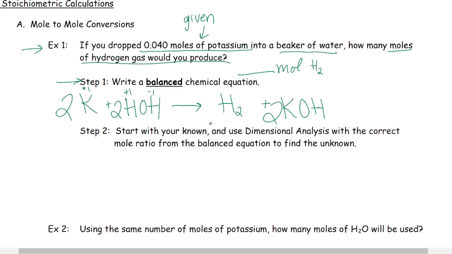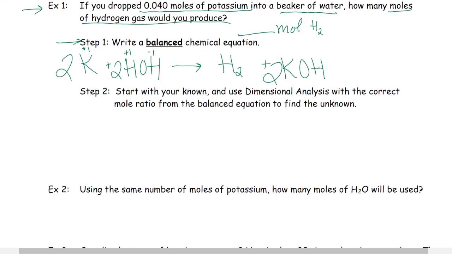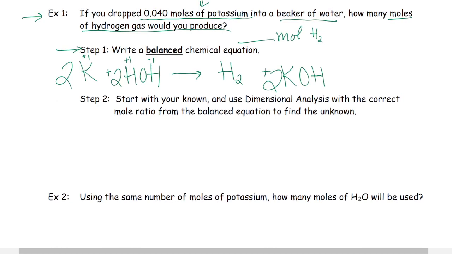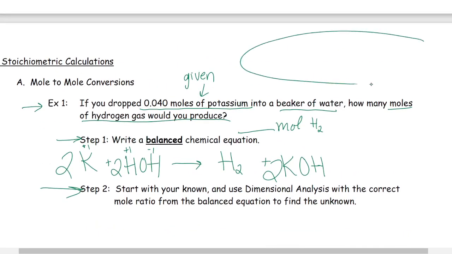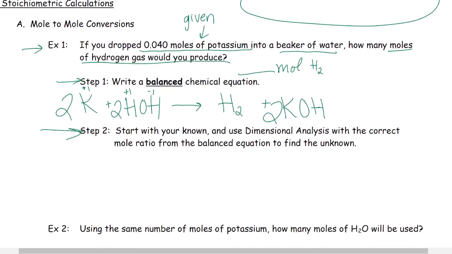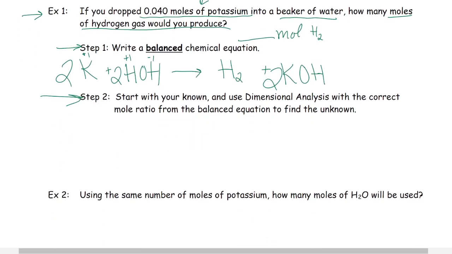So I didn't need a coefficient here, and I don't have to write it since I wrote this equation out myself and there's no line in front of it to fill in, but if this one did have a coefficient, what would it be? Good. And then I think you guys in your notes don't have a lot of room to write this one. If you need more space, you can write it up in this area, but I thought ahead and gave myself more space. So it says, start with your known and use dimensional analysis with the correct mole ratio from the balanced equation to find the unknown.